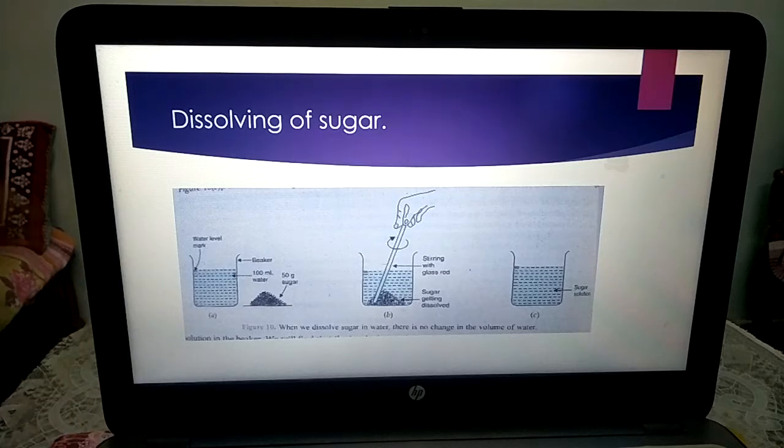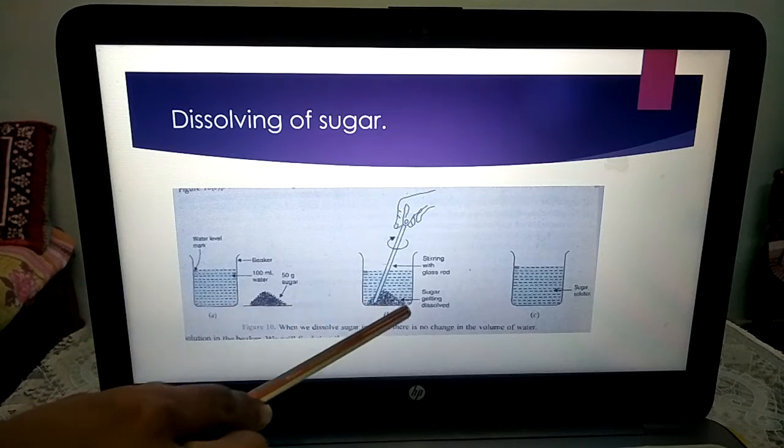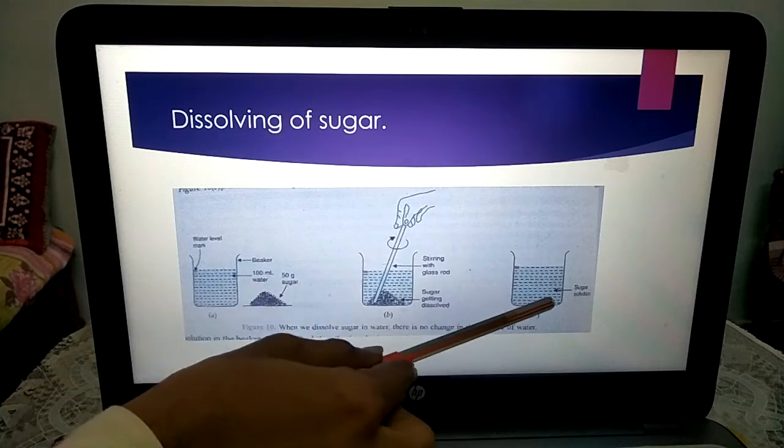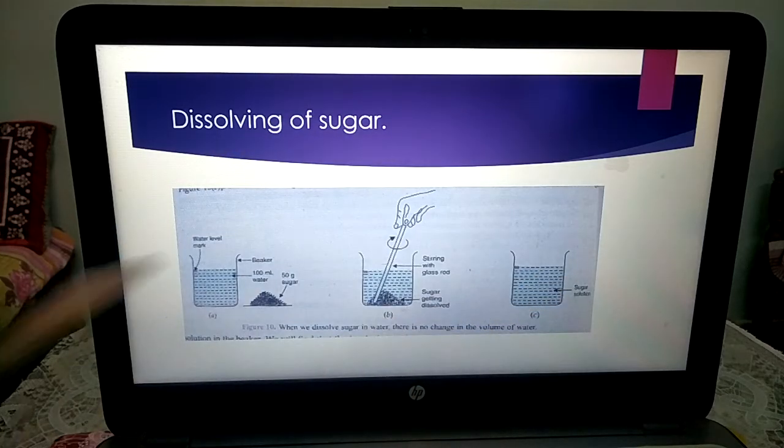The sugar actually gets dissolved in the water, so it forms a sugar solution. Now what actually happens in this? Sugar is a solid and water is a liquid. Liquid molecules have some spaces between them. It has some voids, or we can say spaces between them.